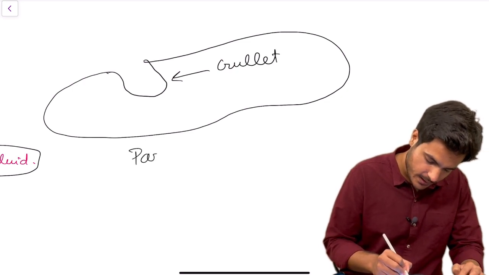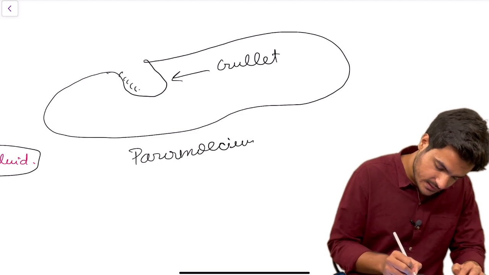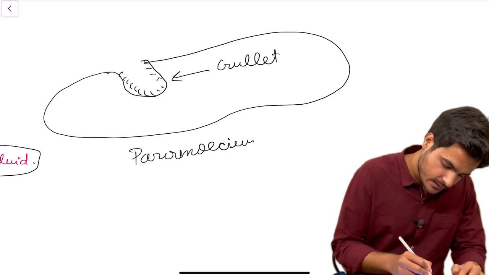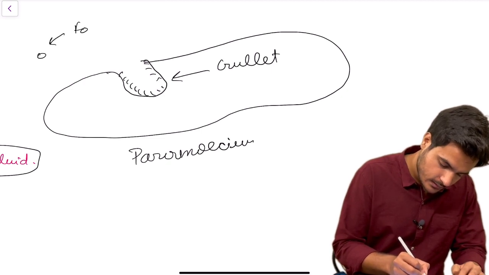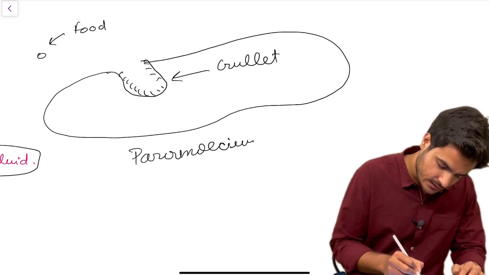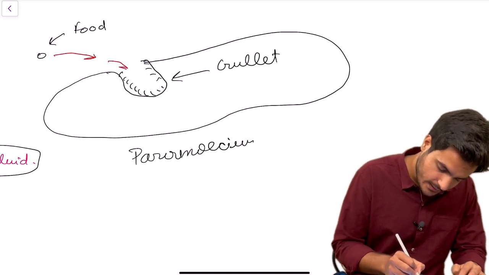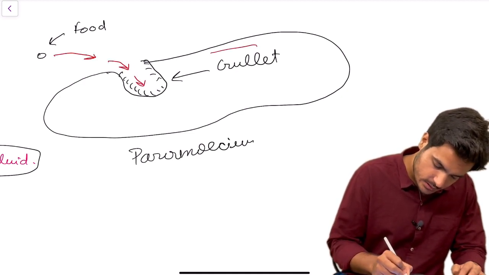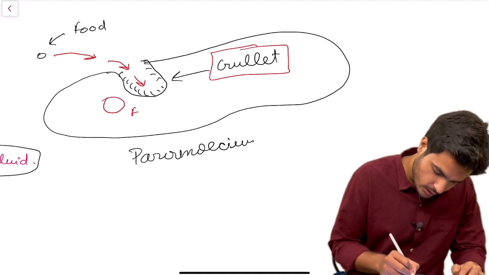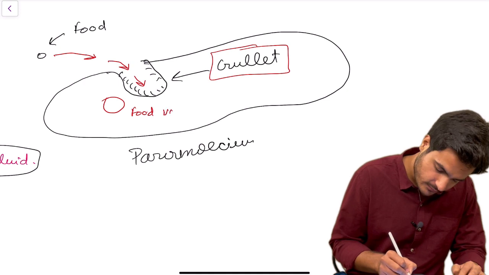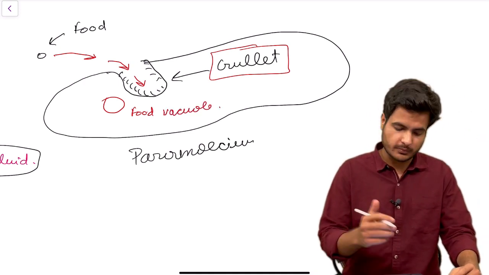This is a paramecium, and this gullet is lined by cilia. What happens in the surrounding? If there is a food particle, the cilia start to move, and this causes the food particle to enter into the gullet so that it can absorb it as a food vacuole inside itself, and this is a source of nutrition for paramecium.